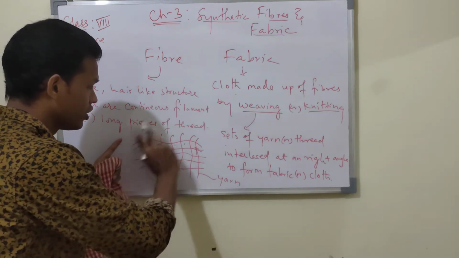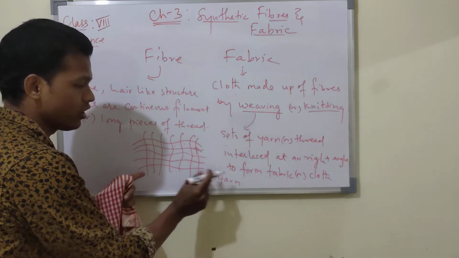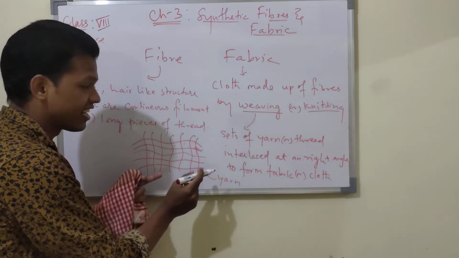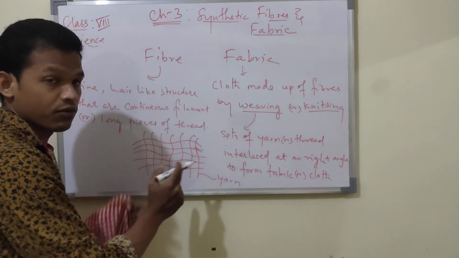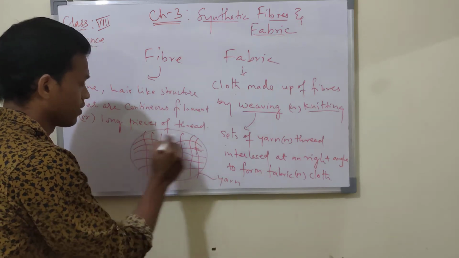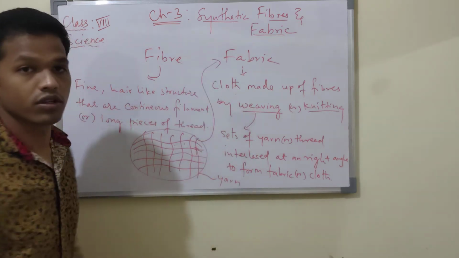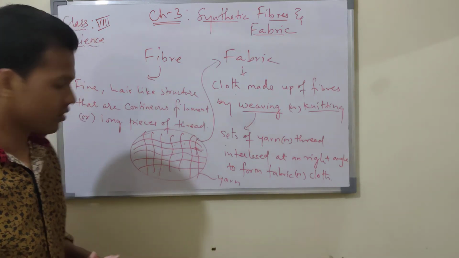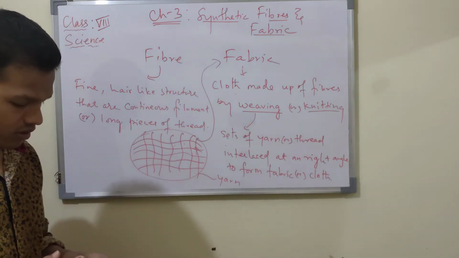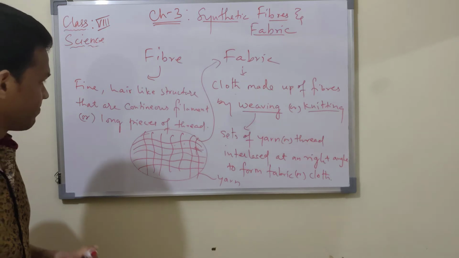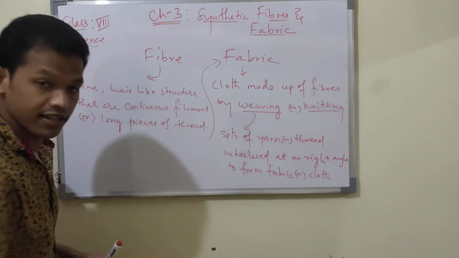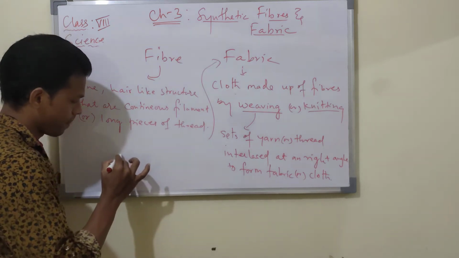So all the constituents of all this yarn, combining all this yarn, interlacing at a right angle to all this yarn, form a what? This is formed what? What is it called? Fabric. It is formed fabric. Yarn means what? What is yarn? Yarn means take a thread.